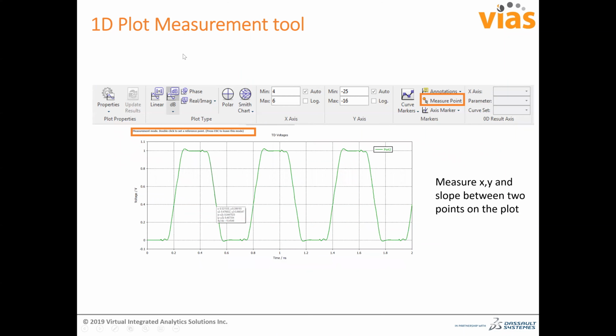Another feature in CST 2020 which has been added is measure point. In the 1D plot tool, if you indicate two points, it will tell the slope and the distance between these two points. So there is a new enhancement in this area as well.